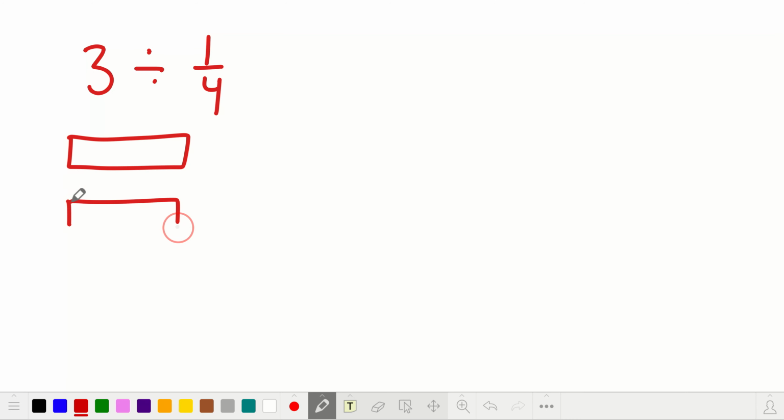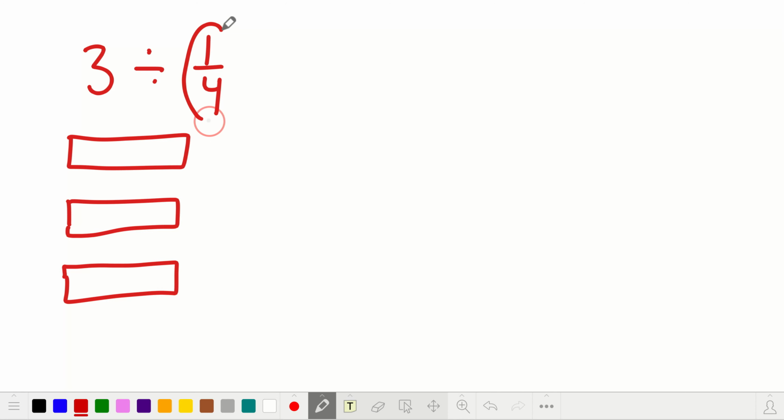I like to use rectangles because they're really easy to split. So here I have 3 wholes. Next, I'm going to split each one of these wholes into fourths because that's what we're dividing by. We're trying to find out how many of these 1/4 are there in 3 wholes. So I'm going to draw fourths. In order to draw fourths, I'm going to draw 3 lines.